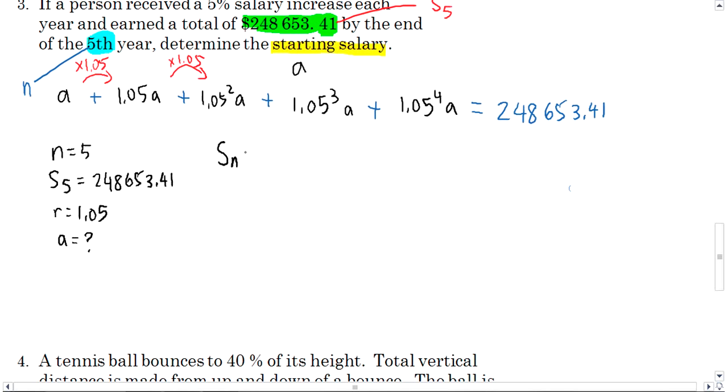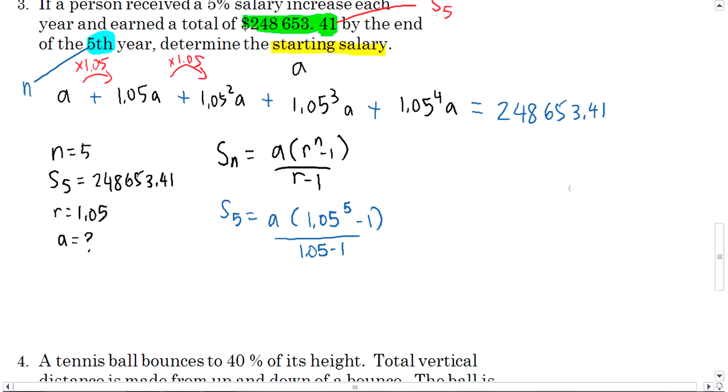And I'm gonna start. In case you didn't pause. Sn is, I don't remember that formula. A times R to the N minus 1 over R minus 1. And I've got, let's plug this in. S5 equals A, which is, I don't know. R is 1.05. N is 5 minus 1 over 1.05 minus 1. And S5 I know is 248,653 and 41 cents. Equals all this stuff here.